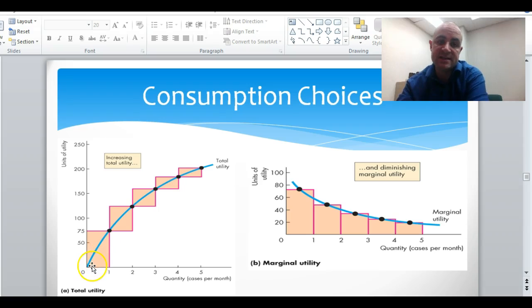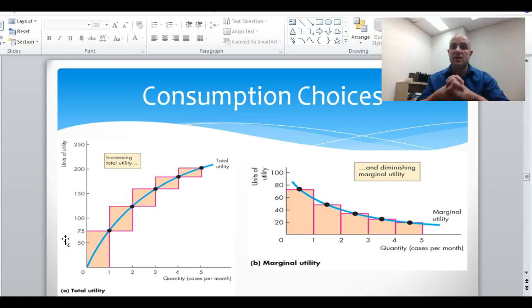But what you can see is that over on the left-hand side, the utility is going up at smaller and smaller amounts for each additional unit. And that's the marginal utility. So the marginal utility is going lower and lower. Okay. So that really sets the stage as far as budget lines and utility.